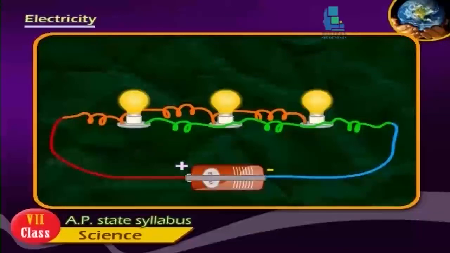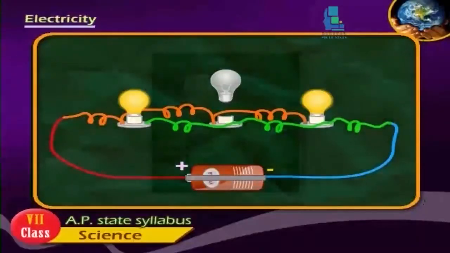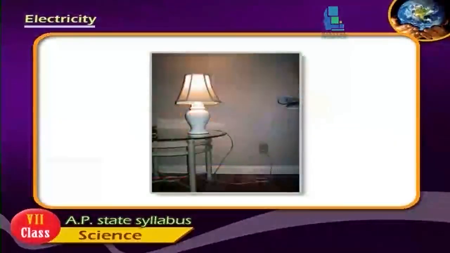If one bulb is disconnected, the other 2 bulbs continue to glow. This can be observed in our household electric circuit. All components in our houses are connected in parallel.